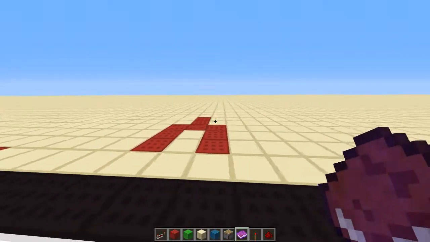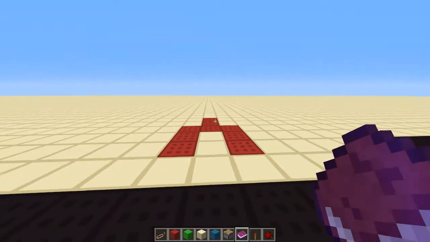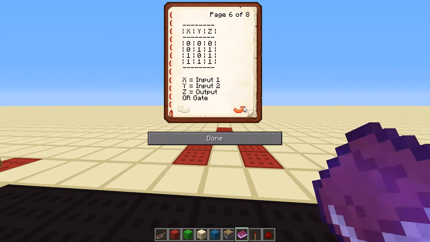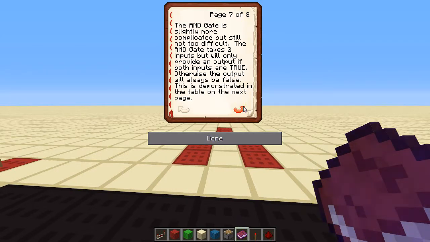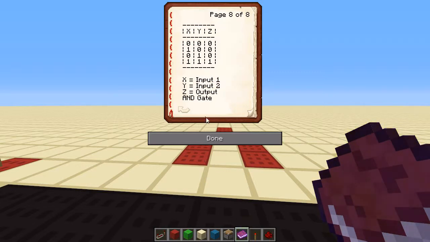And lastly, but certainly not least, is this one, which is the AND gate. Slightly more complicated, but still not too difficult. These are probably the most useful, bar maybe the NOT gate, which is the inverter. The AND gate takes two inputs, but it will only provide an output if both inputs are true. Otherwise the output will always be false. As you can see here, no inputs, no output. One input, no output.